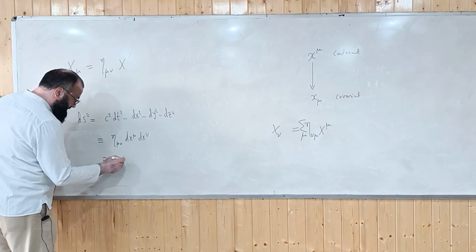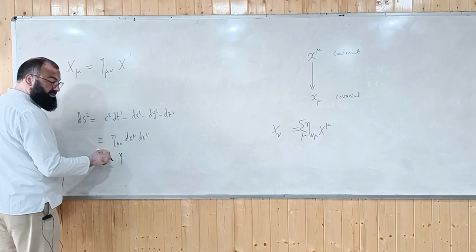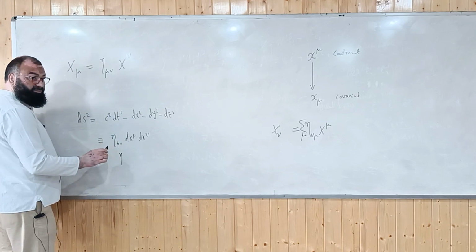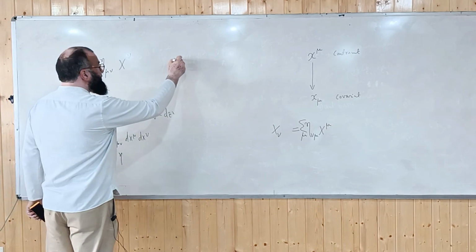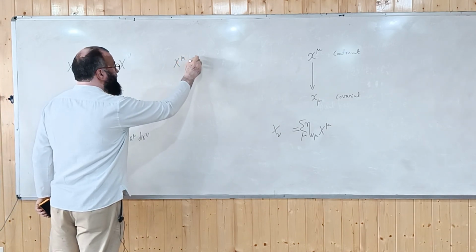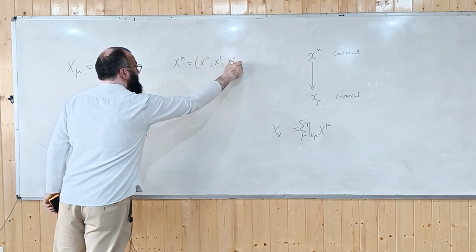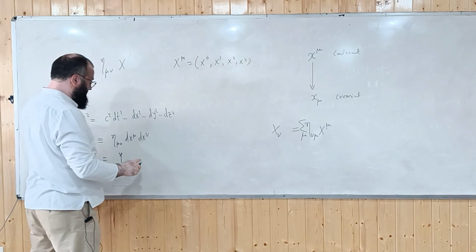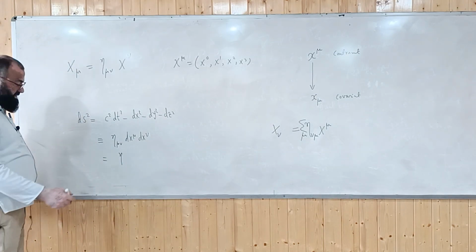So let's expand it. There is a sum, so how many terms will there be? Mu and nu go from 0 to 3, since we have defined x mu as x0, x1, x2 and x3. How many terms are there? 16 terms. Clear? So let's write it.